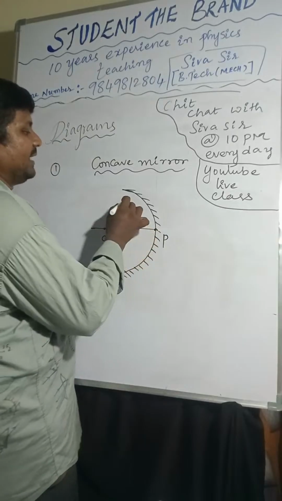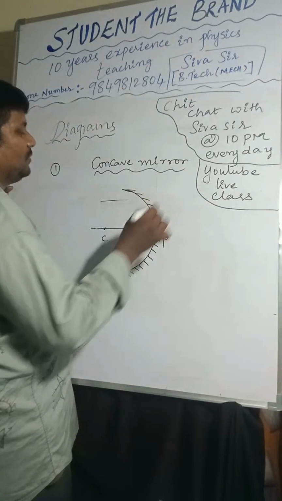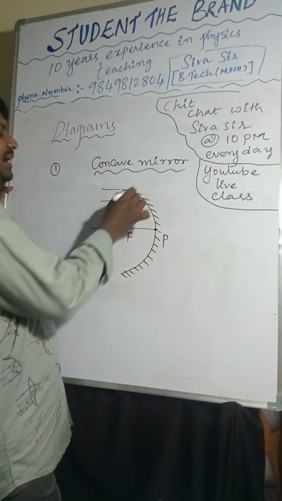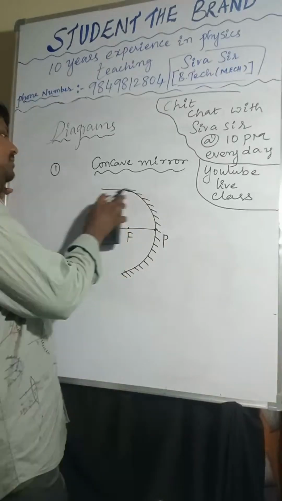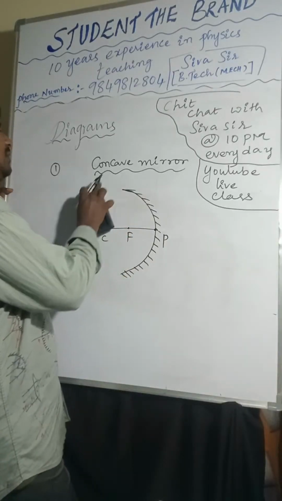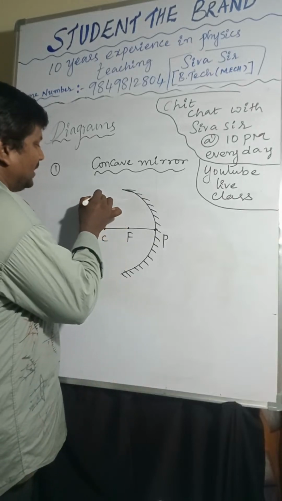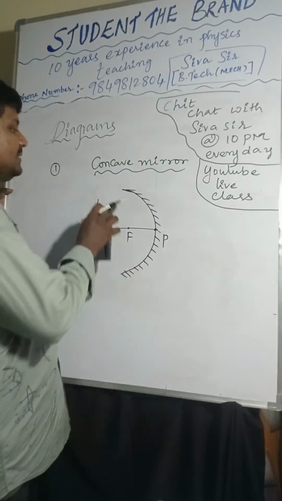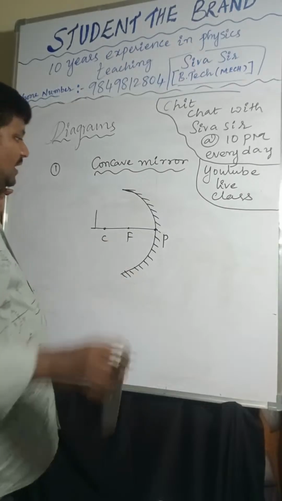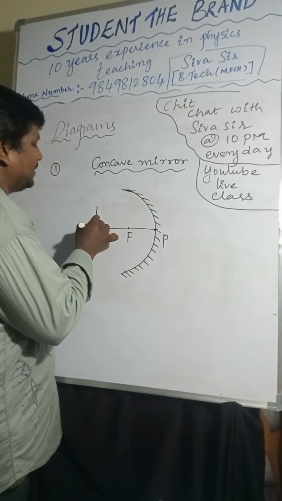The object should not exceed a maximum of 3/4 of the mirror, so don't take it until the edge. You can draw until this portion, or less than that is also fine. If you take the diagram like this, it appears very clear.